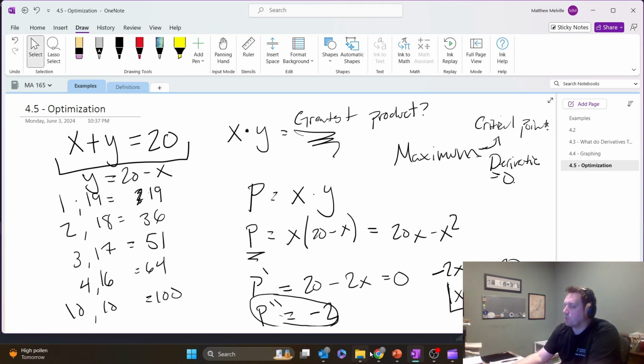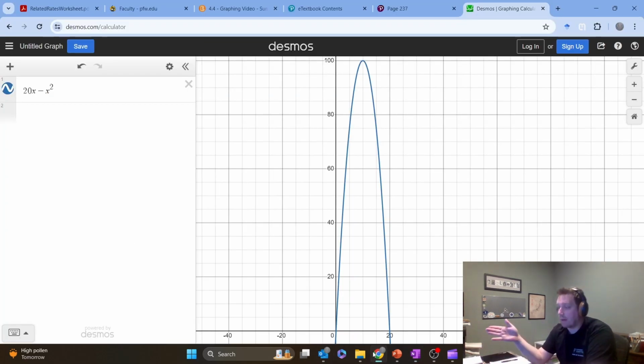And to kind of show you this, here's the graph. It looks like this. So you added them up and when you multiply them, you get to right here, when x is 10, our product is 100, which is our maximum. So it looks like that.